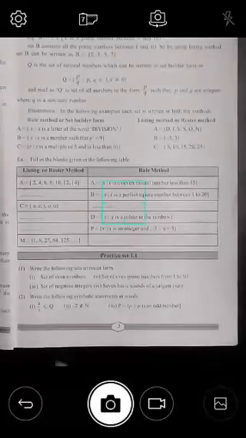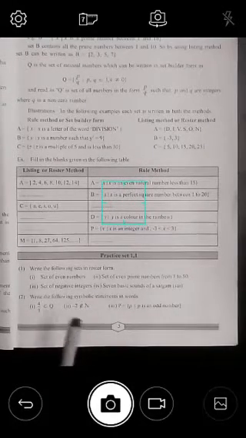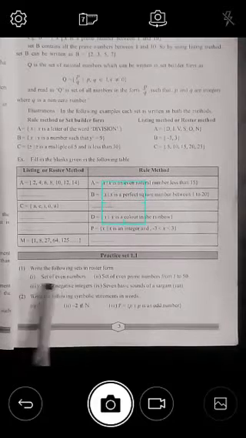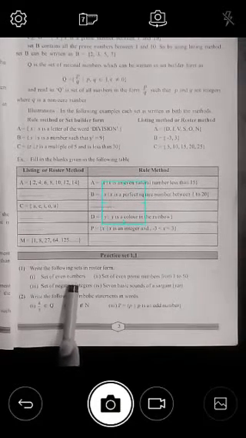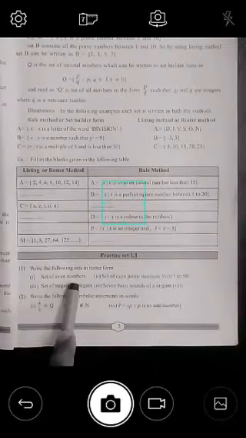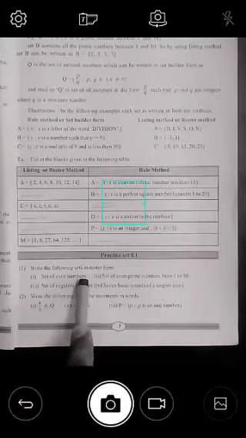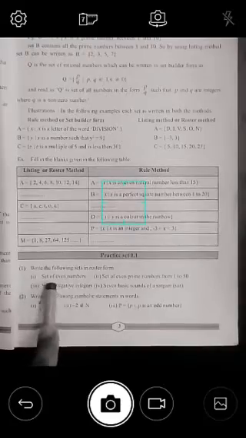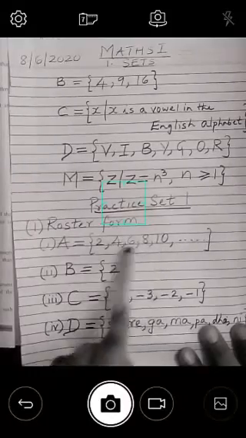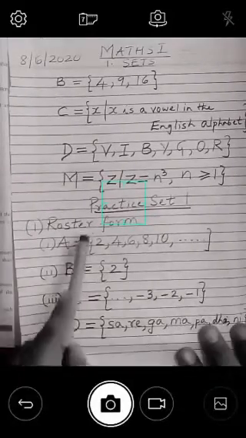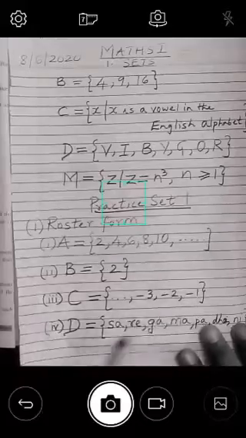We start with practice set 1.1. Write the following sets in roster form. The first one is set of even numbers. So this will be infinite. So we'll write A is equal to 2, 4, 6, 8, 10, etc. So we'll write it within curly brackets.